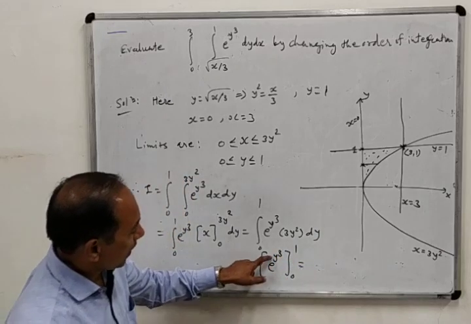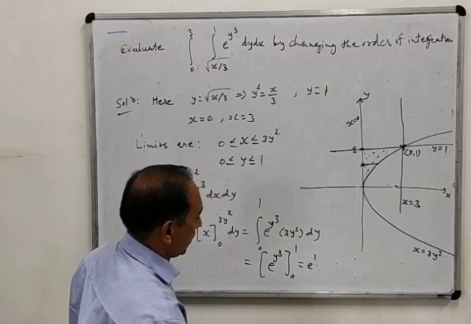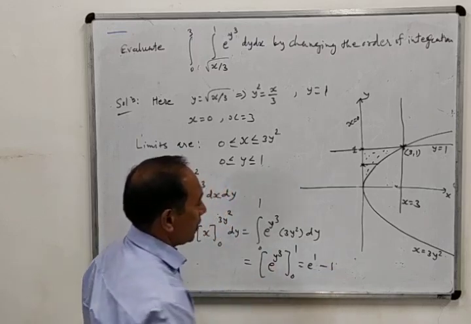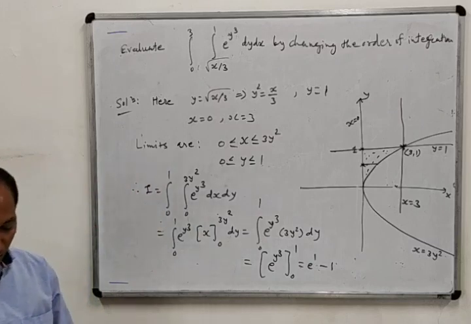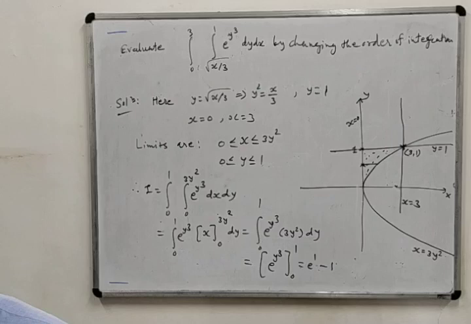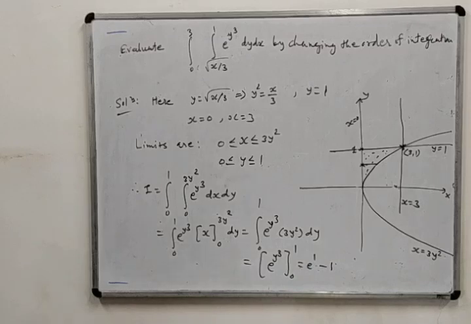If we put y equal to 1, we get e raised to 1 minus e raised to 0. e raised to 0 is 1. So the answer is e raised to 1 minus 1. All of you write down this solution now.